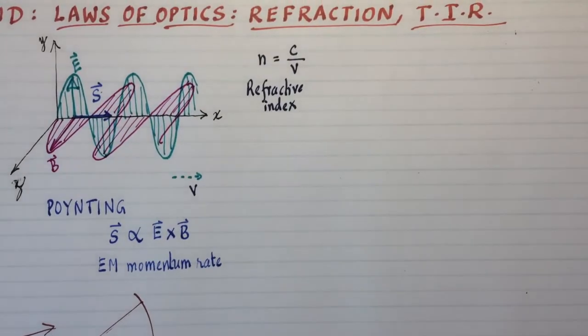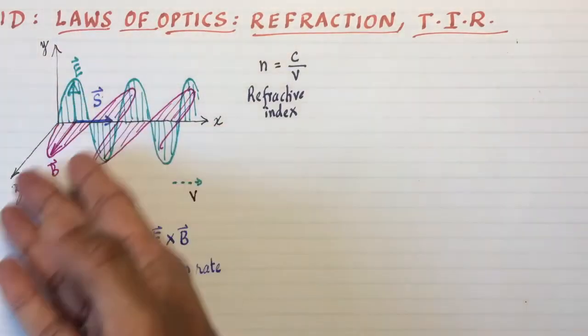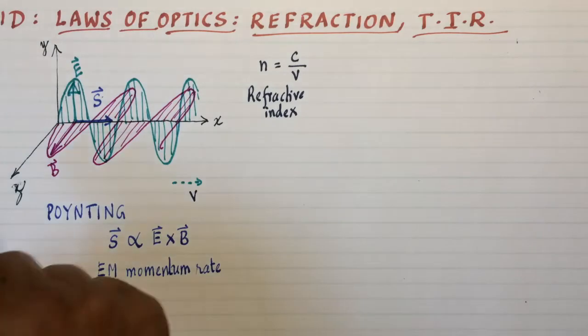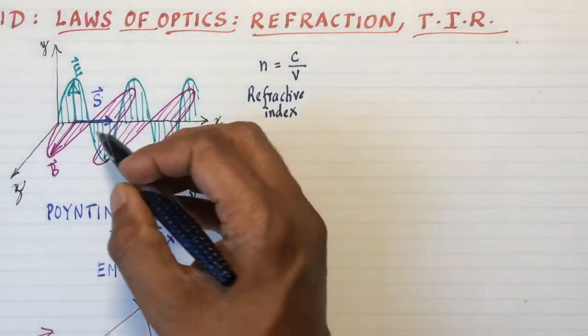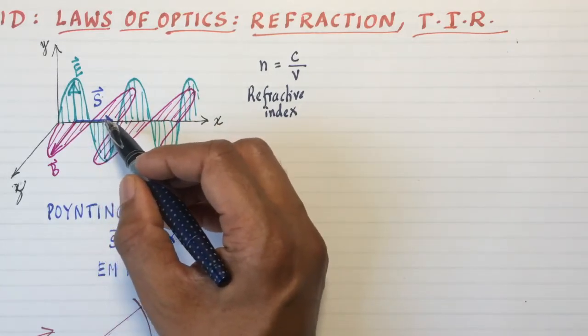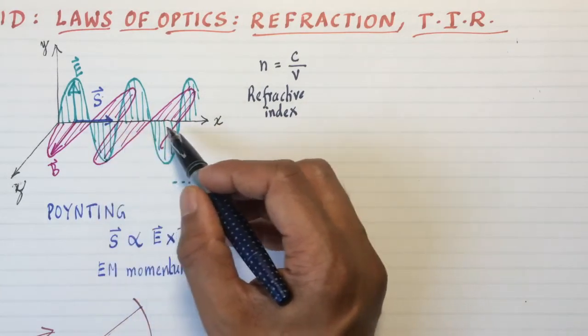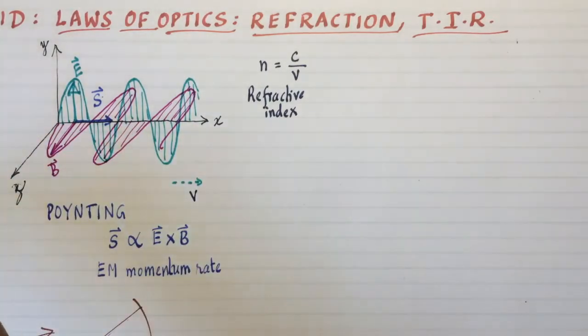Now, once you have the understanding that this Poynting vector carries all the energy and momentum information, you simply stop talking about the E and the B fields. So we'll call this a ray of light. A ray of light is just the abstract representation of the direction in which the Poynting vector travels. So all straight lines with arrows simply mean the direction of the Poynting vector. So once we have that understanding, let us talk about the laws of optics.